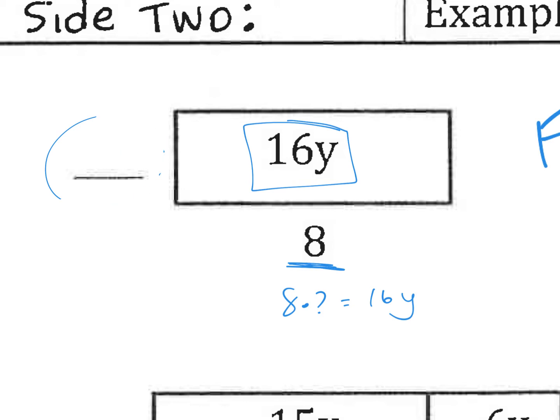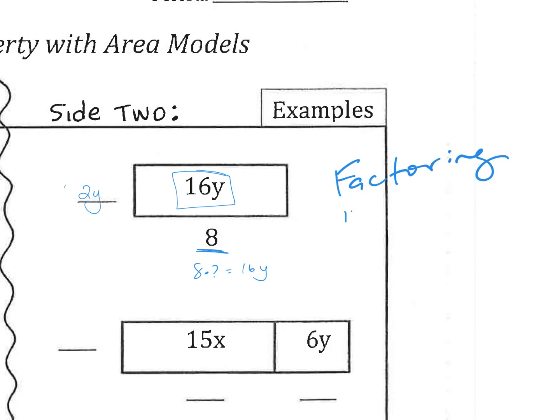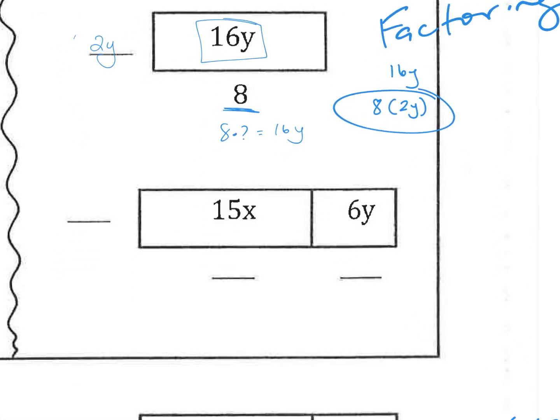Now, the 16 part, that's easy enough to figure out, right? We know 8 times 2 is 16. But what about the y? So in order to get a y, I need to multiply by y, so it becomes 2y. So how would I write my final answer? Well, if my original problem is 16y, my answer is just going to be 8 times 2y.